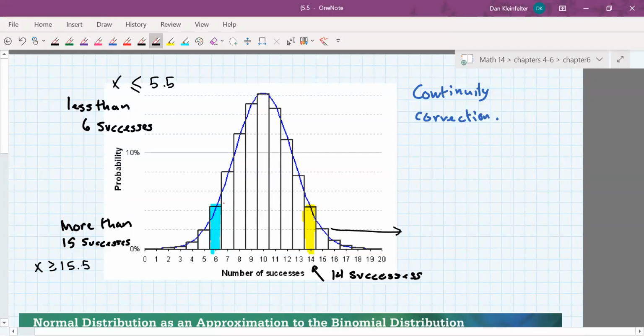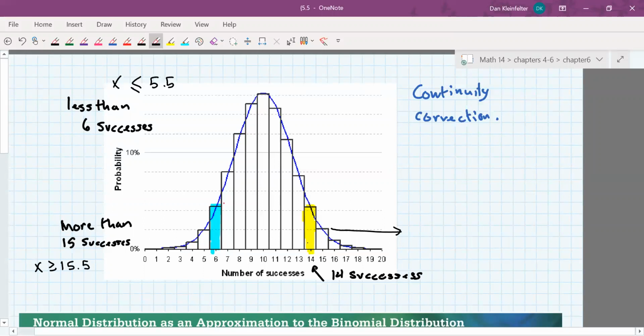When we look up values using the normal table, if we just use our X of 15, we would miss the part that gets rounded to 15. That is the numbers 15 to 15 and a half. So we have to go all the way up to 15 and a half.